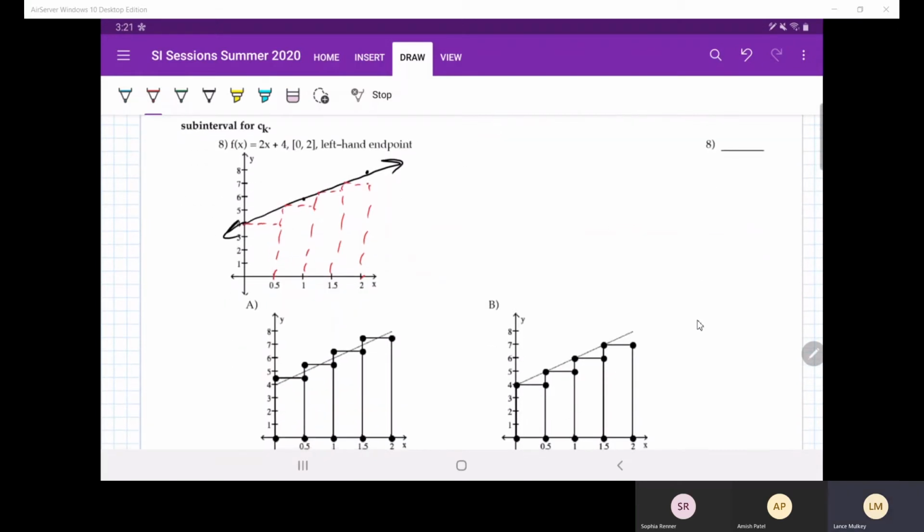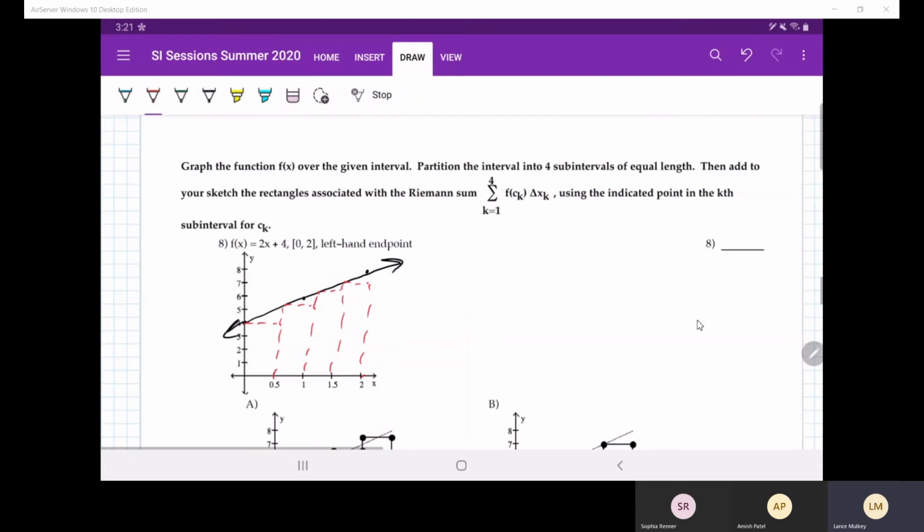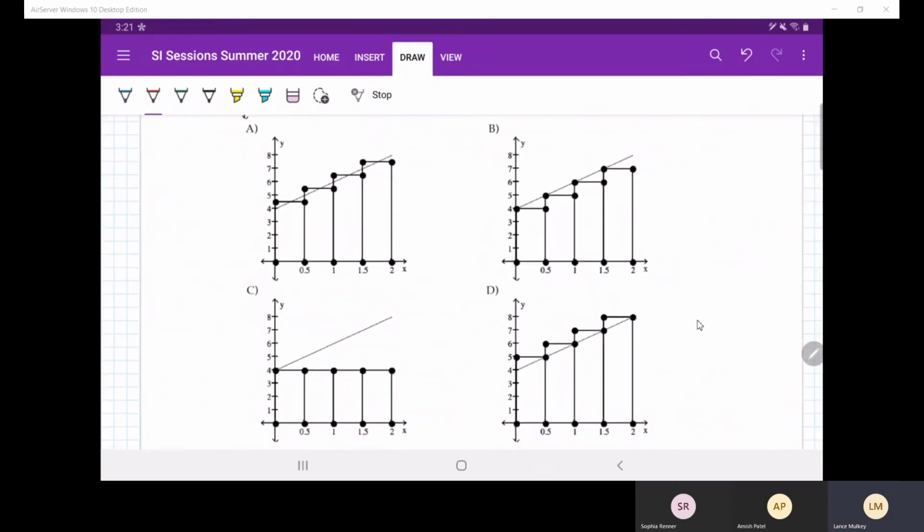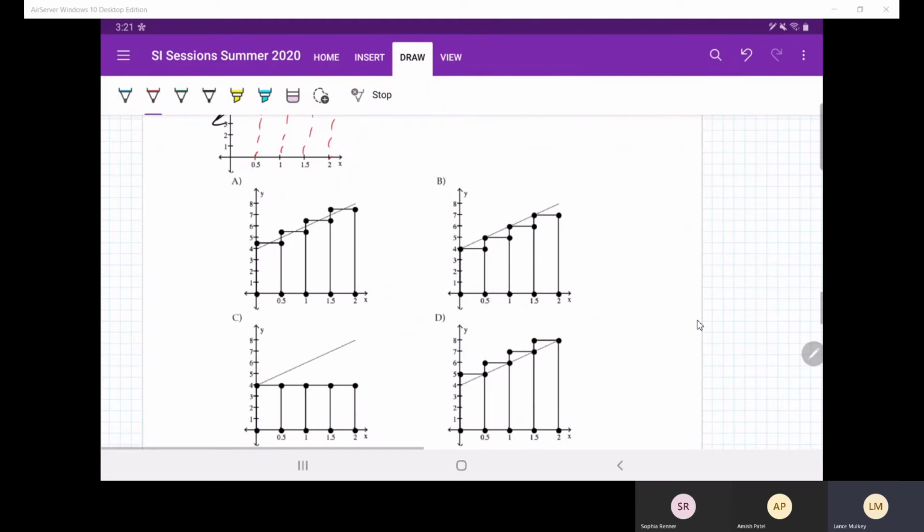So you got 4 rectangles, and it wants the left-hand endpoint. There it says it. So what looks like that? B. Any question? Not for this one. That's only for i's, when you have i's in there, when you're doing actual Riemann sums.